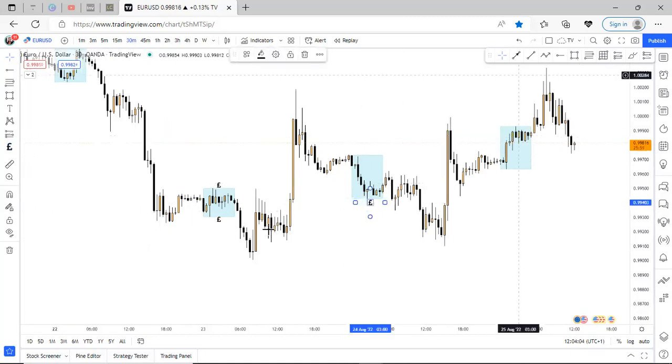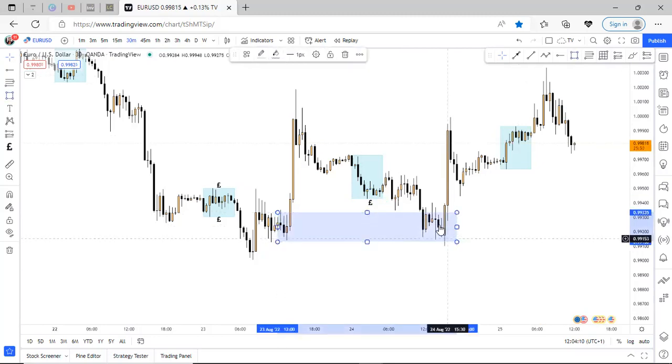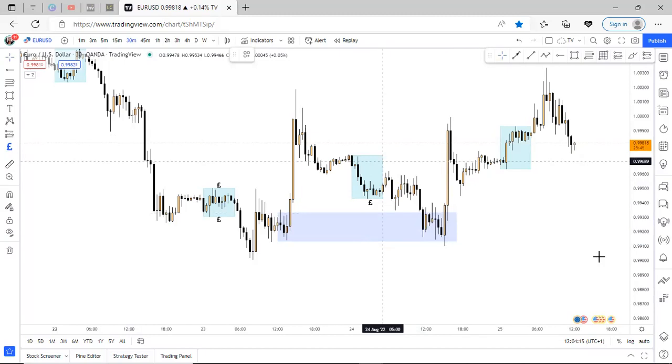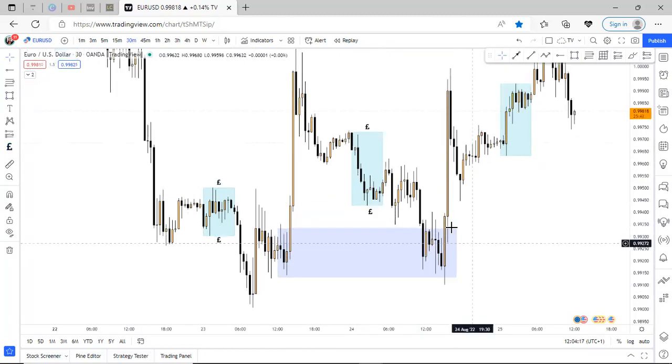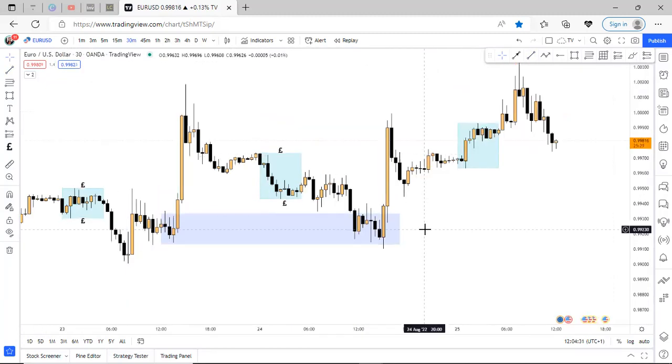Market found a demand zone right here, and now we were able to buy up here to clear out the Asian range high. So if you were able to get into a buy trade at this particular point, you can target the Asian range high right here to take your profits from. Okay, so this is basically the simple explanation of this concept.